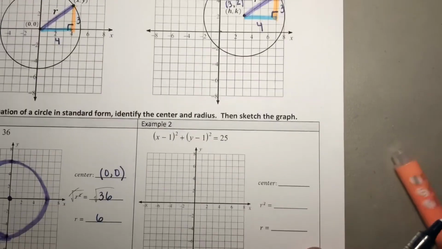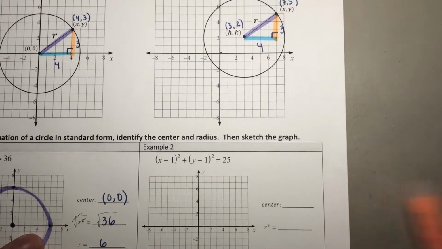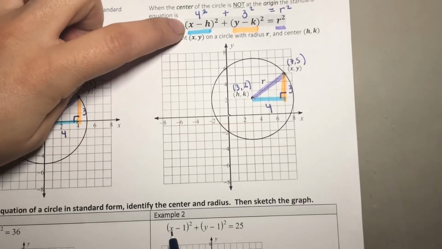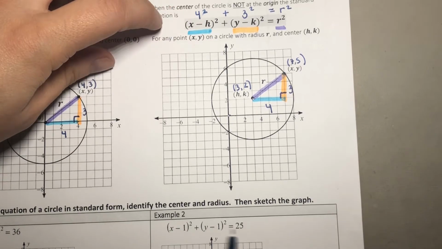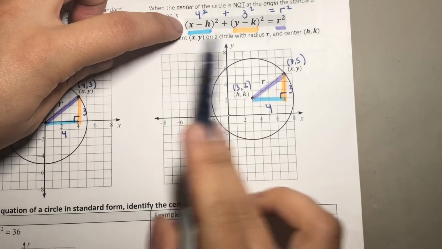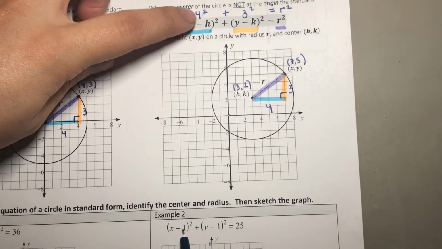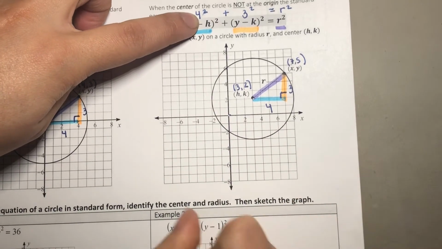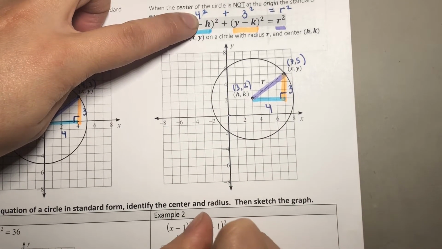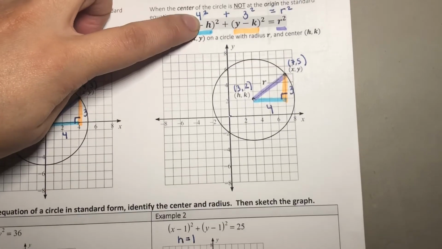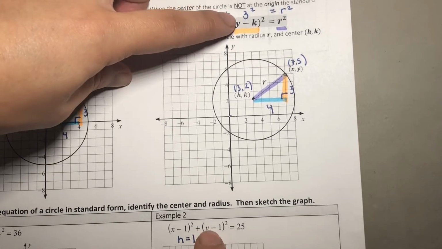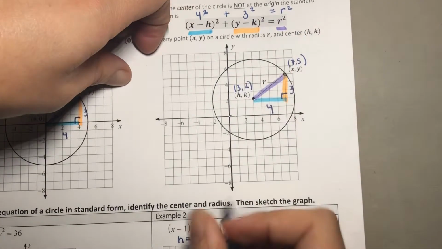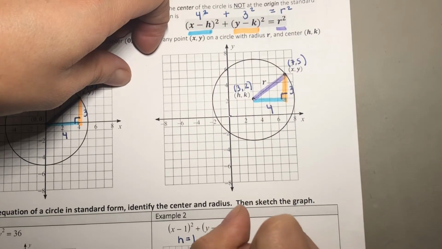So here, first thing that we want to do is identify the center. Notice how I'm going to compare this equation, the one that they gave us, with the general equation. We have x minus 1. This 1 would be our h. H is 1. Plus y minus 1. This 1 would be our k. So we know that k is also 1.